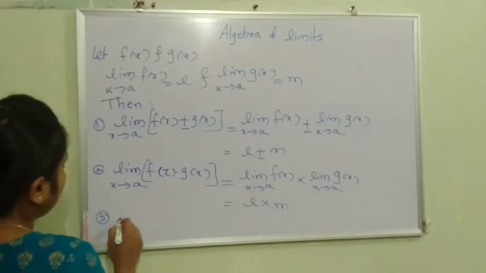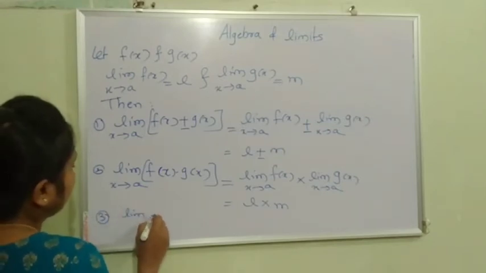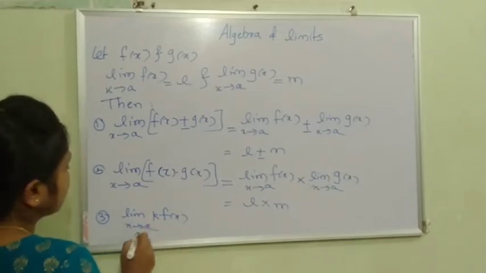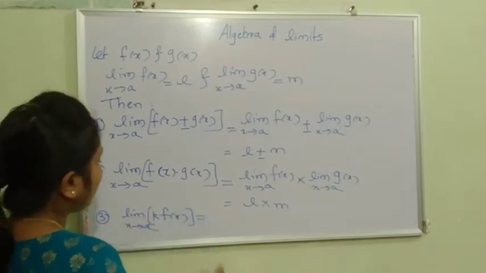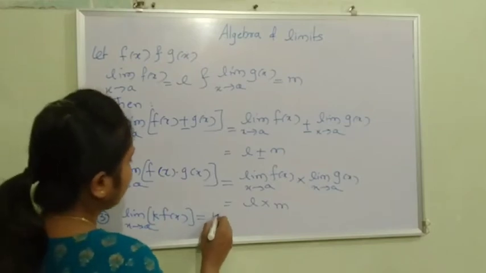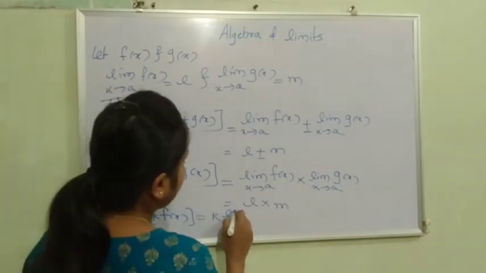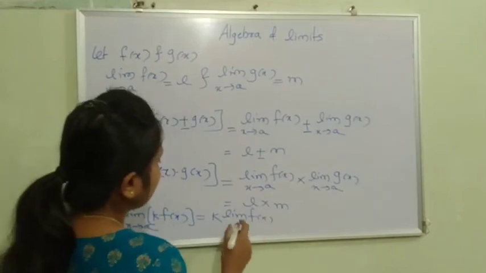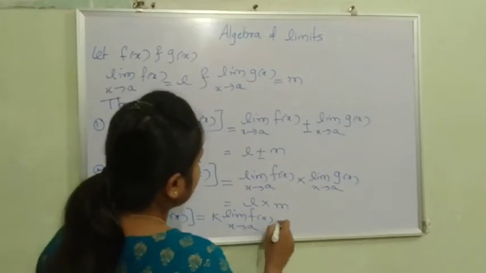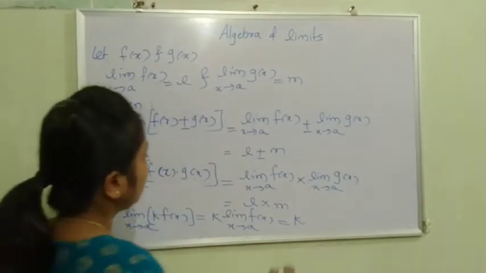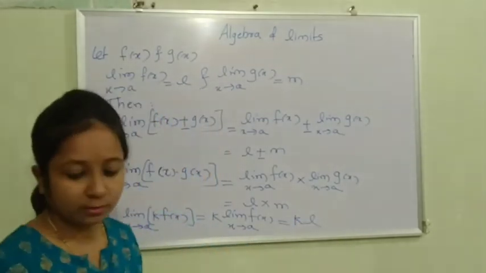And the third one: what is the limit of k times f of x, where k is any constant, as x tends to a? Taking the constant k outside, we can write it as k times the limit of f of x as x tends to a, which equals k times L, that is, k into L.